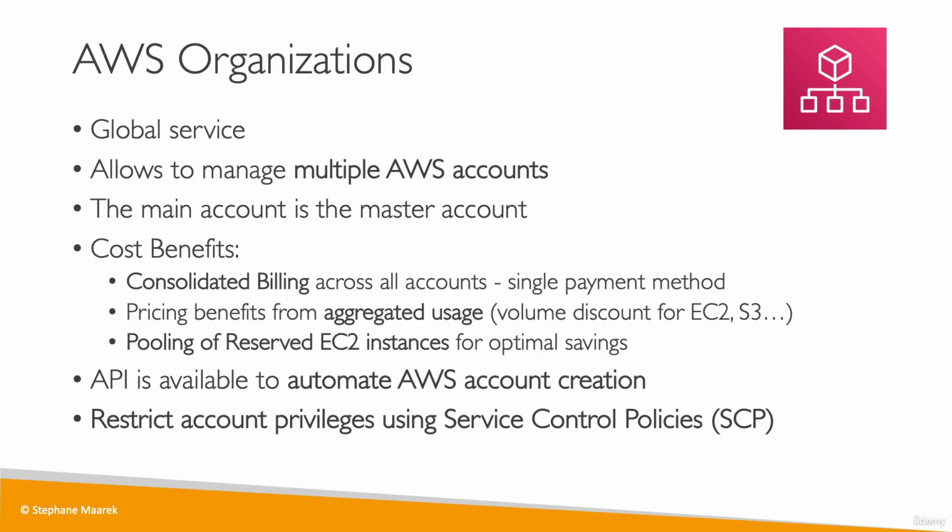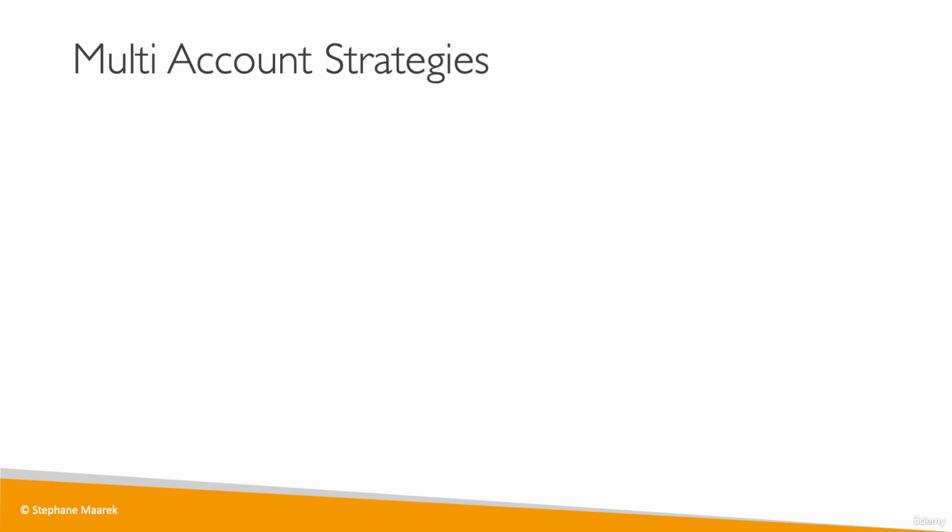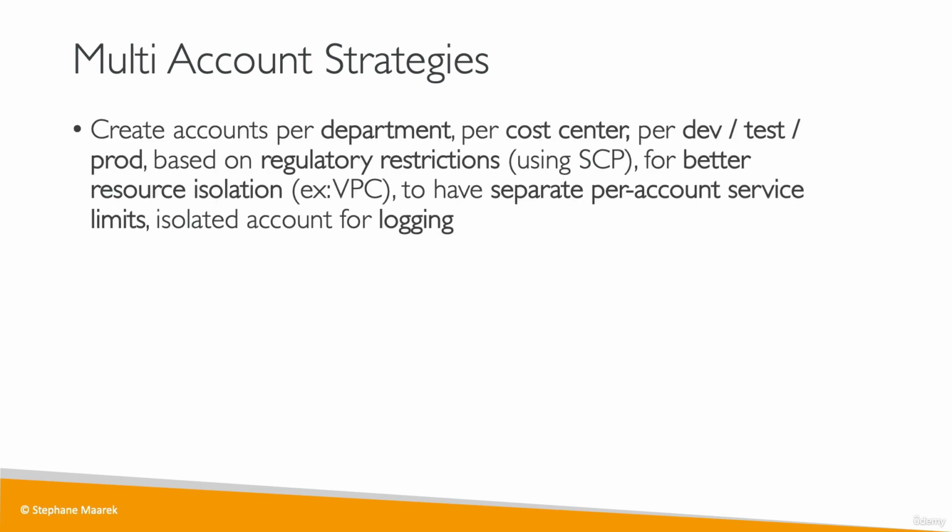Now I'm going to go a bit deeper on organizations. So you can have a multi-account strategy in AWS. That means that you want to create accounts, for example, per department, per cost center, per environment, for example, dev, test, and prod, or based on regulatory restrictions. For example, if you don't want a service to be used in an account, you can use an SCP, or if you want to isolate the resources better, you could have different VPCs in different accounts. And it's also very good to have separate per-account service limits and also isolated accounts for logging. So all these could be multi-account strategies.